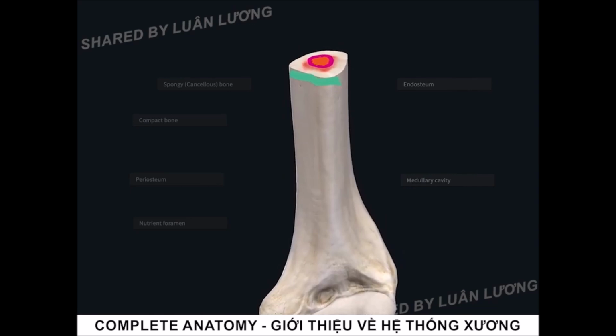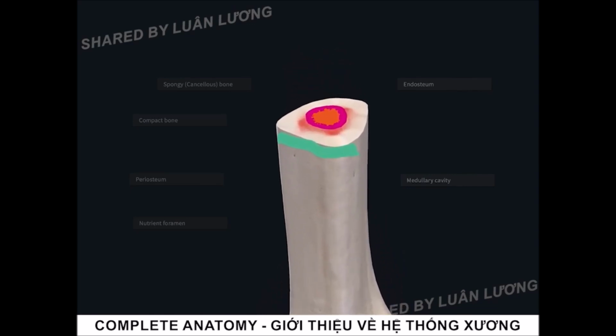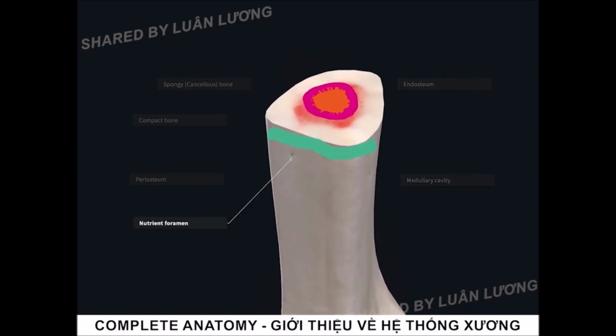And the way that those cells get in and out of the bone is through small openings known as nutrient foramens. So especially in the shaft of a long bone, you're going to see small openings that would allow for the passage of blood vessels and nerves in and out of this space.